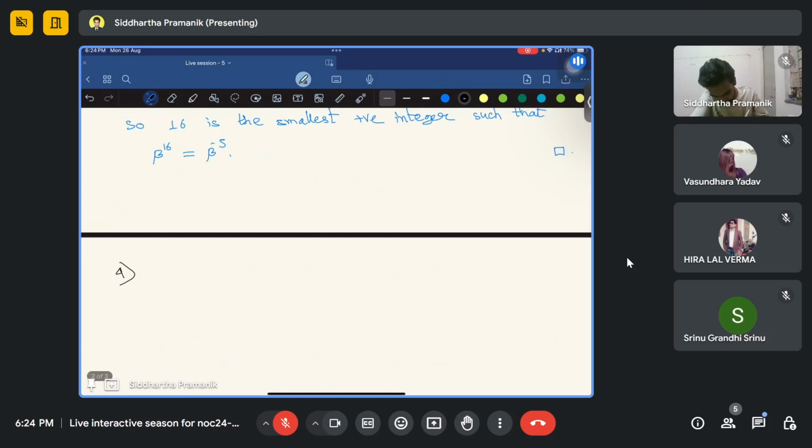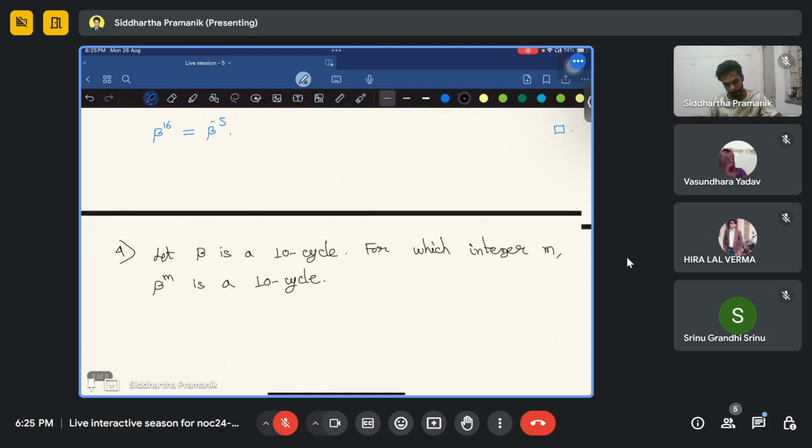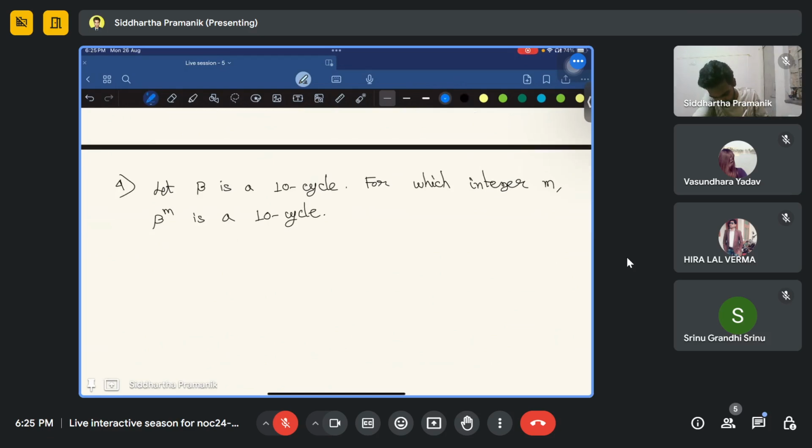Okay, so let beta be a 10-cycle. The question is, for which integers m is beta power m a 10-cycle? Yeah, can you try it?